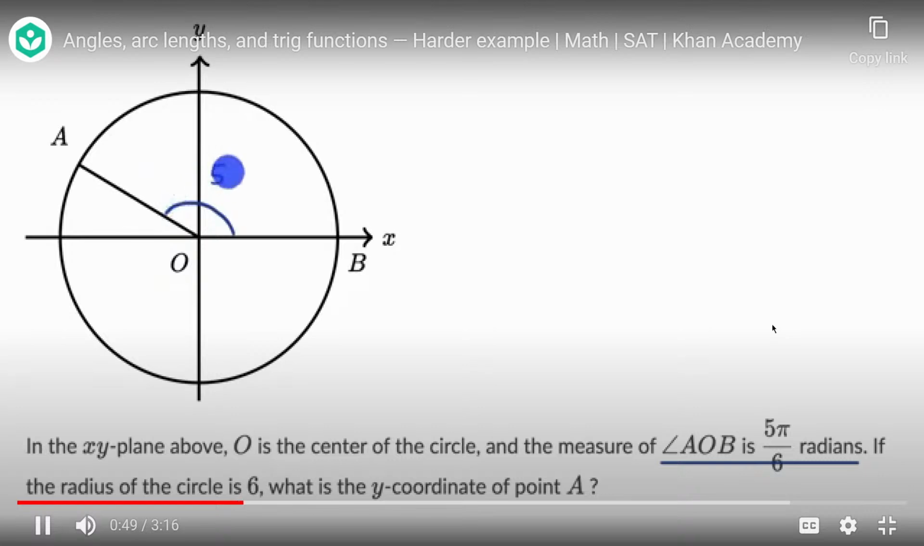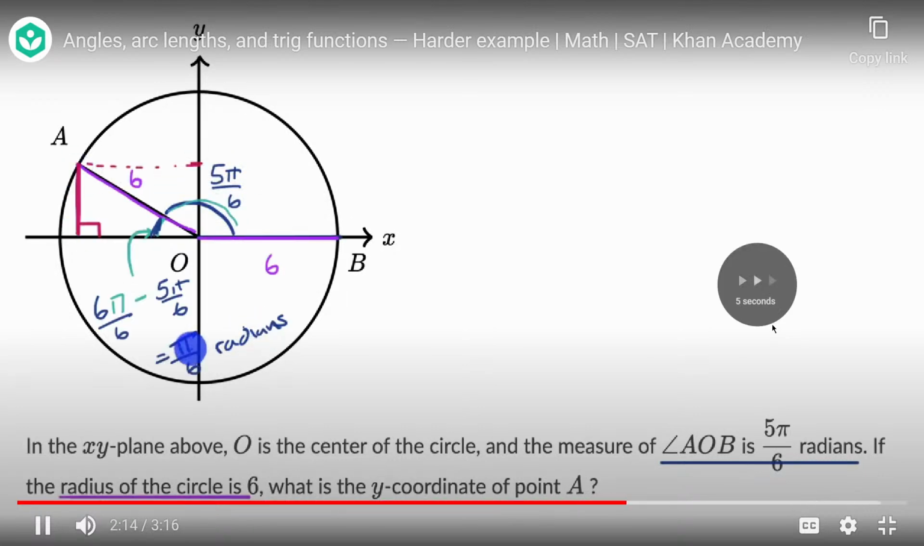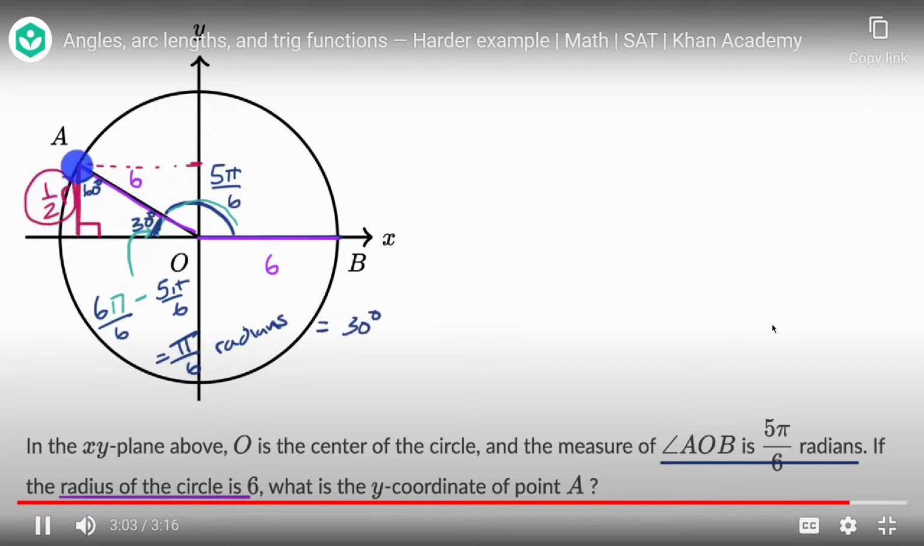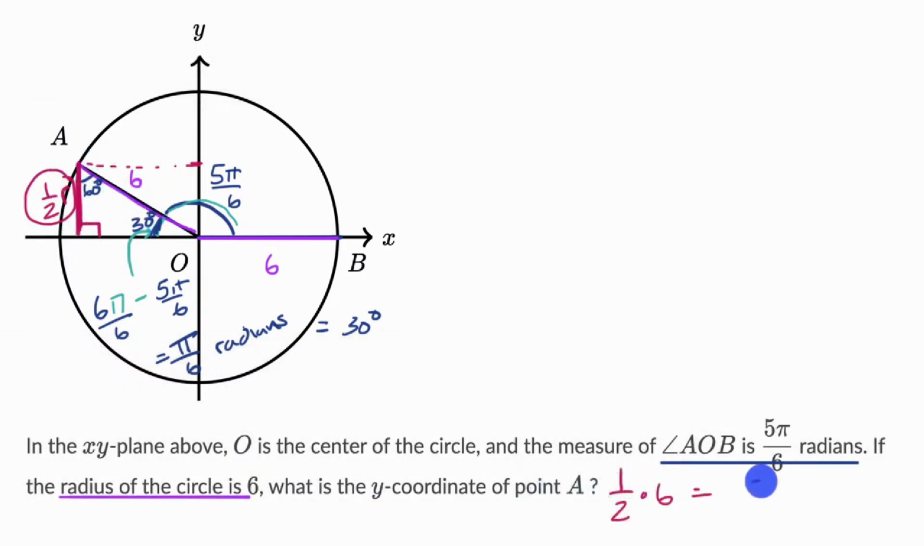Over here is 5 pi over 6 radians. We know that pi over 2 radians is 90 degrees, and that by itself lets us know what's going on, because this is 1/2 the radius. That's what we need to figure out. The radius is 6, so 1/2 times 6 is equal to 3. And we're done. That is the y coordinate over here. It is 3.